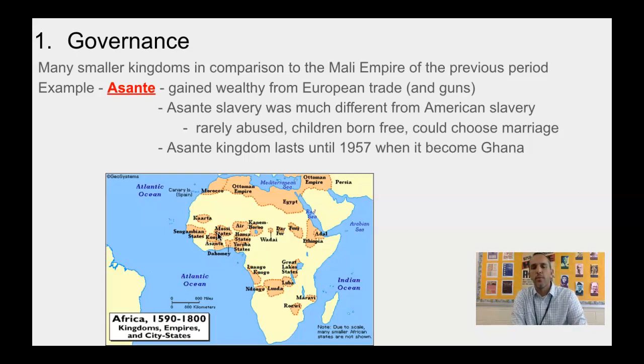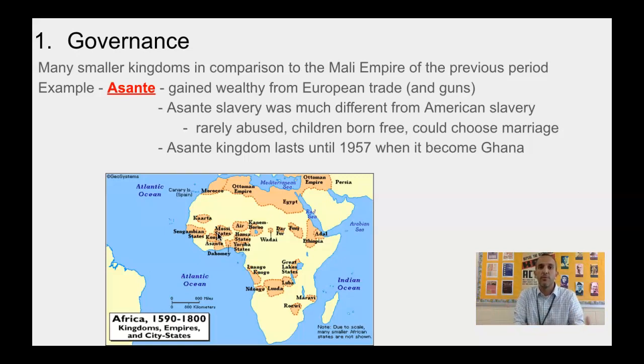Also, you could choose who you wanted to marry. Also, things like you could hold high-ranking positions. Like, in some areas in West Africa, if you were a slave, you could hold almost a governorship, which is unheard of in the Americas. So I just want to point out there's very much a difference between West African slavery and American.